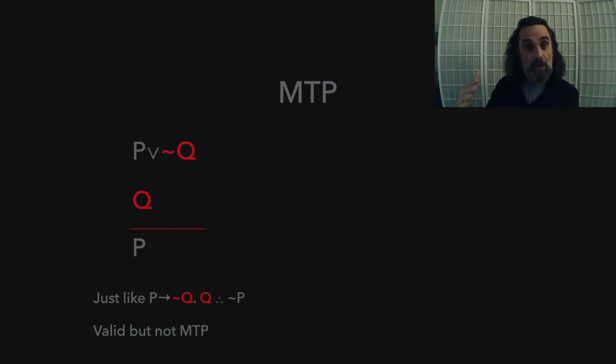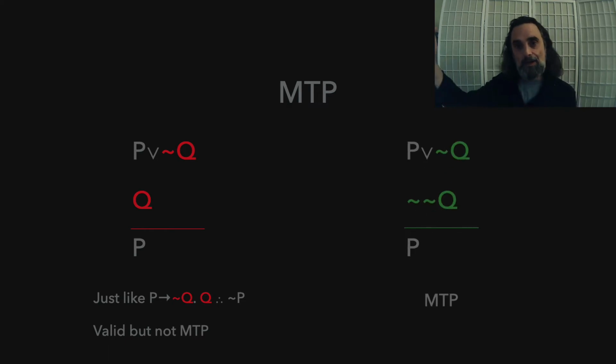So we need either side plus a negation. In this case, we have not Q, so we need not Q plus a negation. So what we need is not Q as our second premise. So P or not Q, and then not Q as our second premise, and that gives us P as our conclusion, and that's MTP.